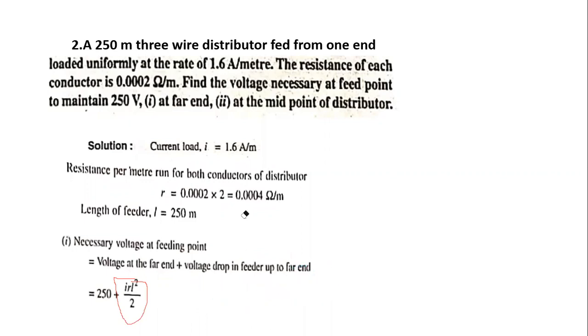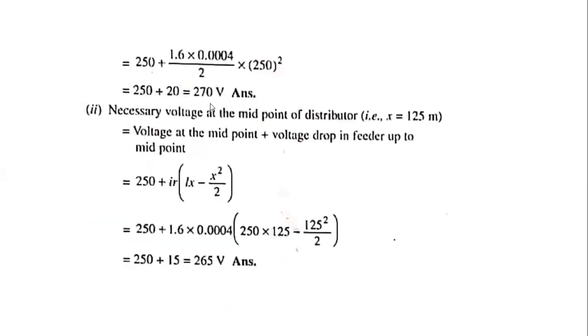That is the first bit, which is 270 volts. Next, what is the second bit, the necessary voltage at the midpoint of the distributor?